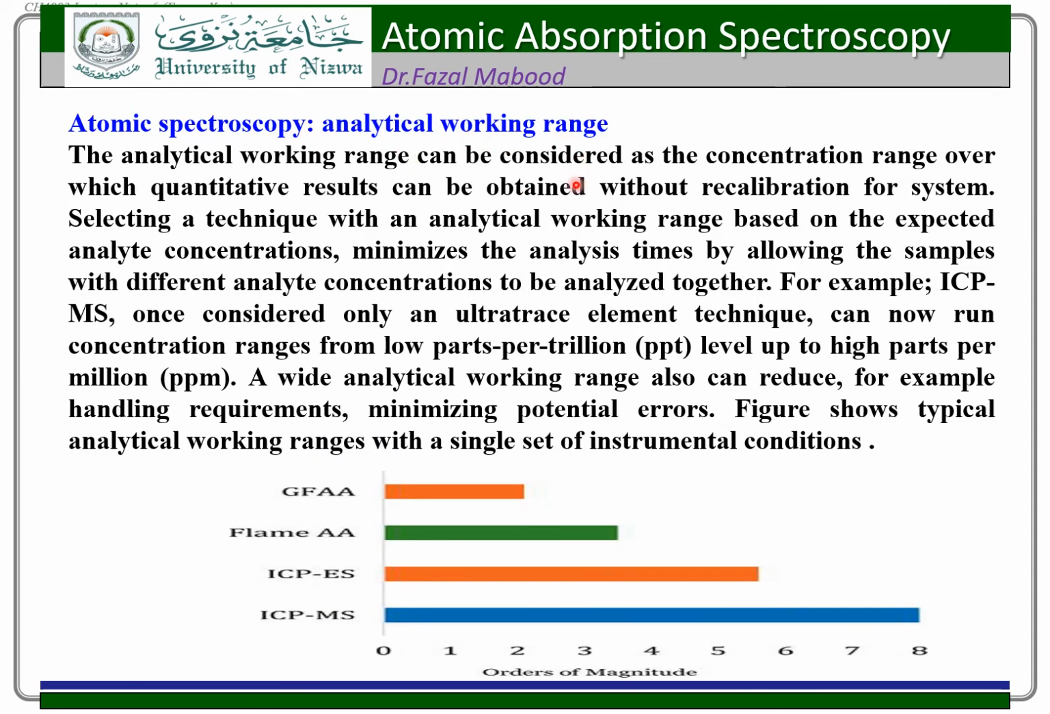Analytical working range for graphite furnace atomic absorption spectroscopy is from 0 to 2, because these are relative. For the ICP, you see from 0 to 8. For ICP-ES from 0 to 6, for flame from 0 to 4, and for the graphite furnace from 0 to 3. They are relative, meaning this is the highest one, this is the second highest, the third, and the fourth.